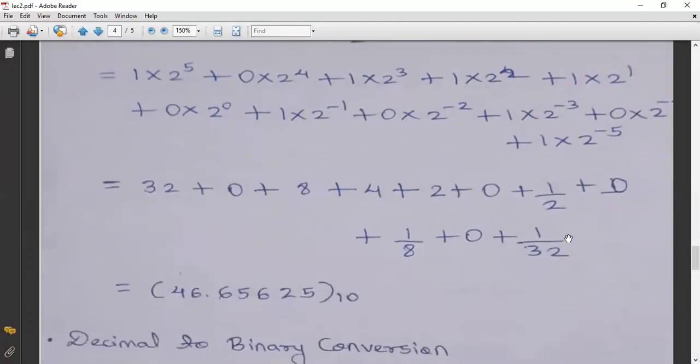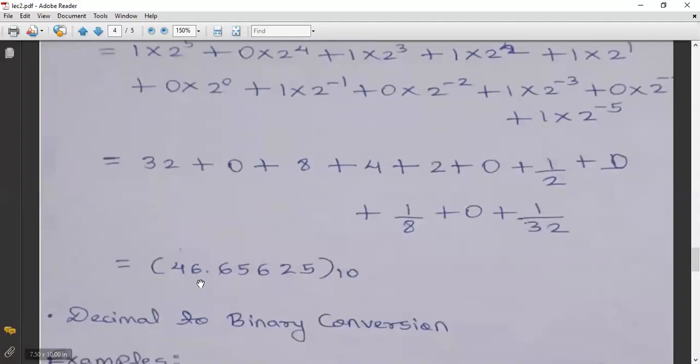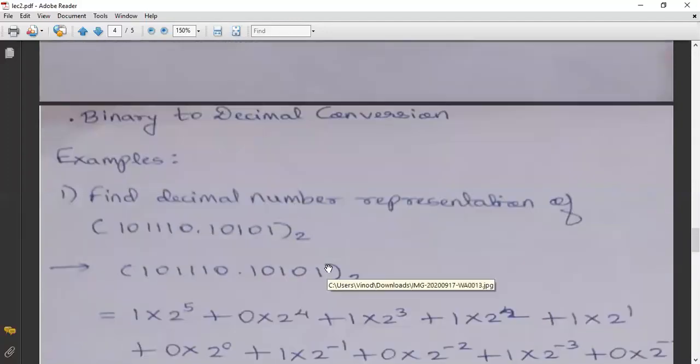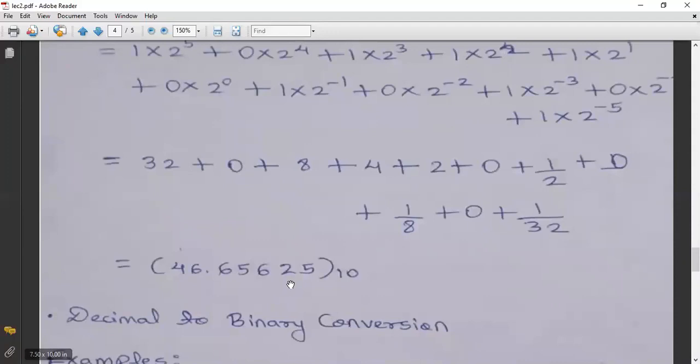So when we solve this addition, we will get 46.65625 to the base 10. So what we have done here, we have converted this binary number into its decimal equivalent, which is 46.65625 to the base 10.